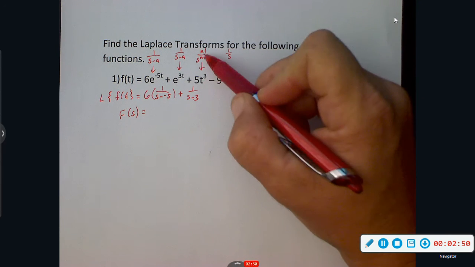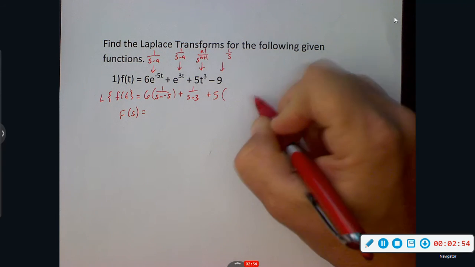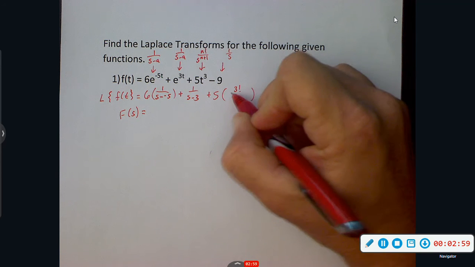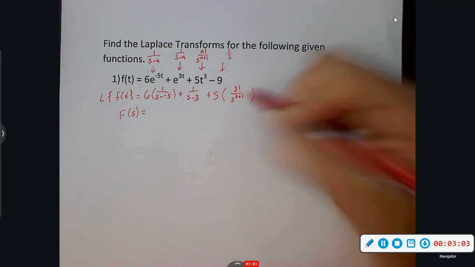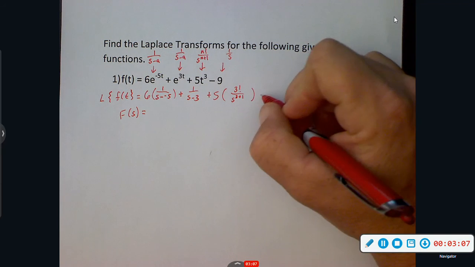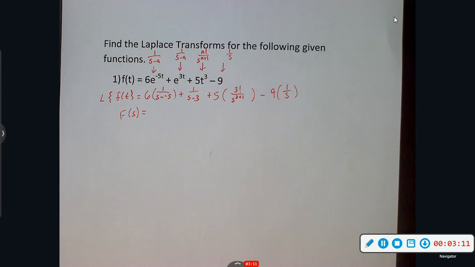5t cubed. N is 3. We have the 5 in front. N factorial, n is 3. 3 factorial over s to the 3 plus 1, which will be 4. Eventually I'd write that as 4. Just for the first one, I wanted to practice writing it all out. Minus 9 times 1 over s. That's the constant at the end.